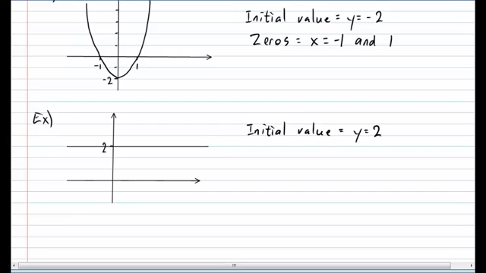Now the zeros. Notice that this is a constant function. It's a flat line, and as such, this particular graph will never touch the x-axis. So we can say that there are no zeros. You can simply write this. Zeros equals none. And that's good enough for me. Alright, that's all there is to initial value and zeros of a function.